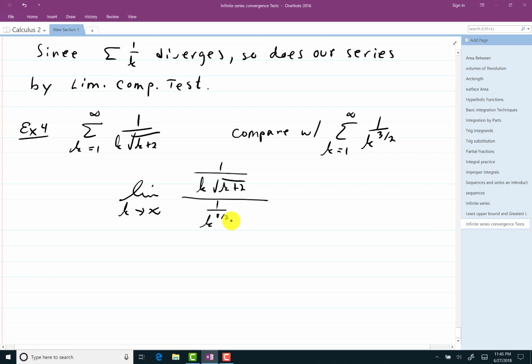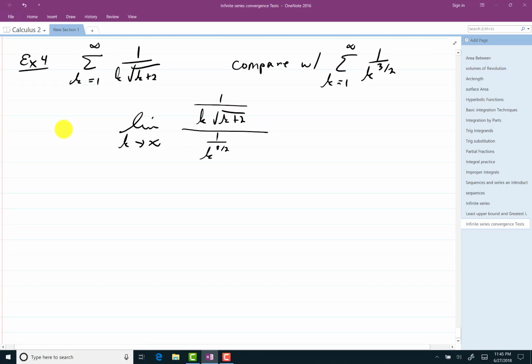And then just as before, I'll flip fractions. So I'll have k to the 3/2 divided by k square root of k plus 2. And if you want, right here, I can take out a k and change this to a 1/2 by canceling that. And then do the thing as I did before. Divide top and bottom by k to the 1/2. And you'll see that this turns out to be 1, just like all the other ones.